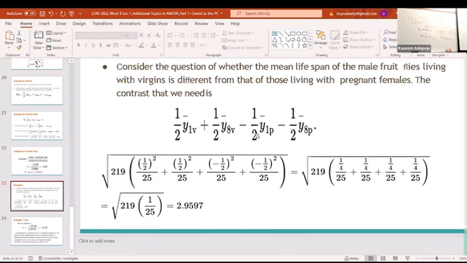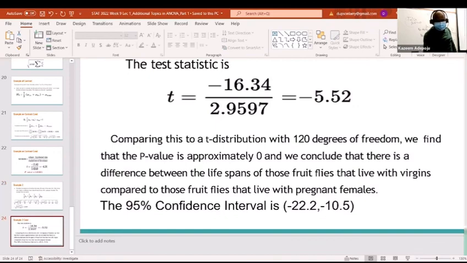So this is another one. What are you comparing here? You're comparing two levels with another two levels. Half, half, minus half, minus half. Look at that. Two levels with two levels. That's a contrast. You do the same, and at the end of the day, you get your result. Look at that, and you take a decision.